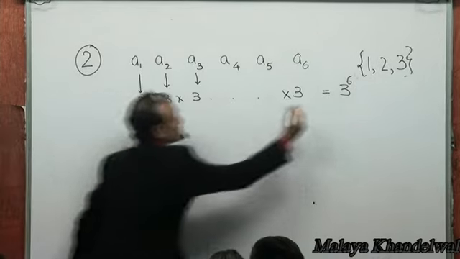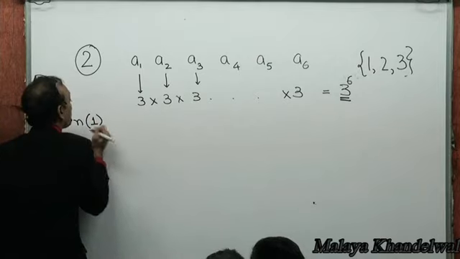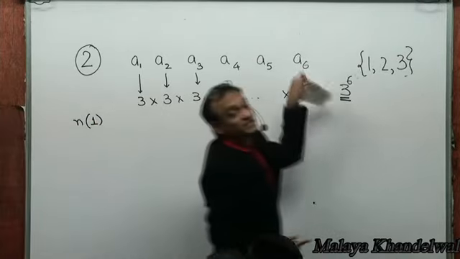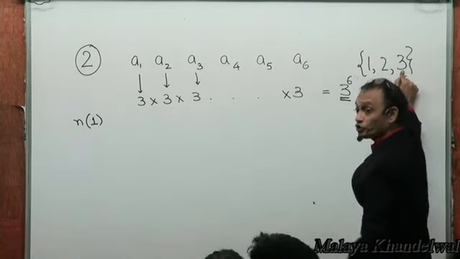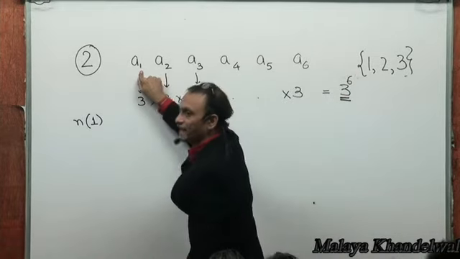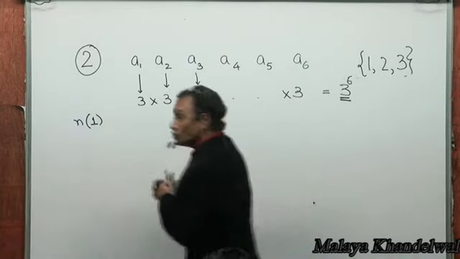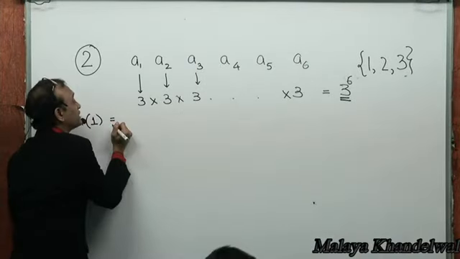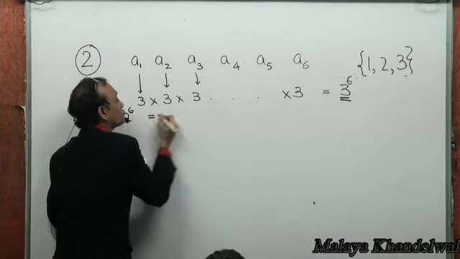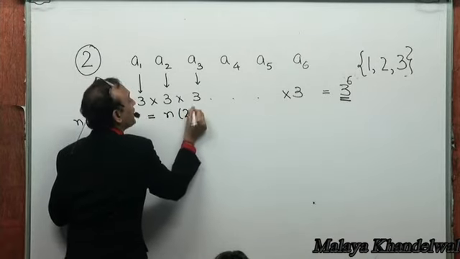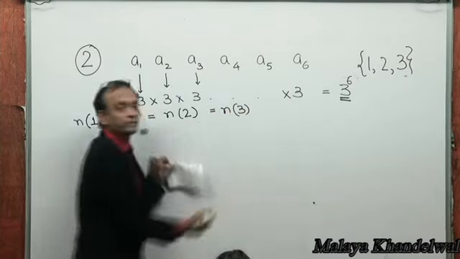Of these 3 to the power 6 numbers, the number of numbers that don't contain 1, n1, represents what? The number of these 6-digit numbers that don't contain 1. That means they could contain 2 or 3. So A1 could be filled up in 2 ways, A2 in 2 ways, A3 in 2 ways, A6 in 2 ways. So the number of these numbers that don't contain 1 is going to be 2 to the power 6. And is it not equal to the number that don't contain 2, and also the number that don't contain 3? Yes or no?